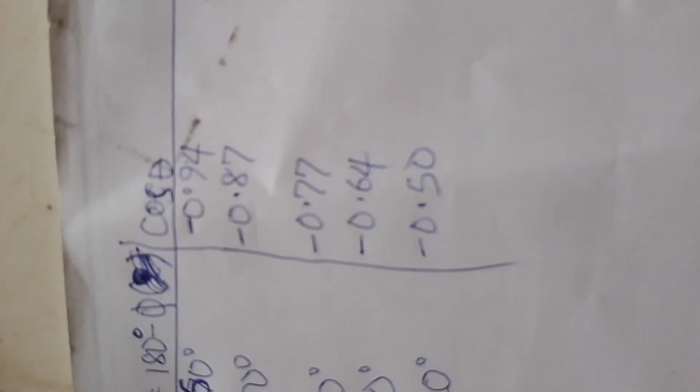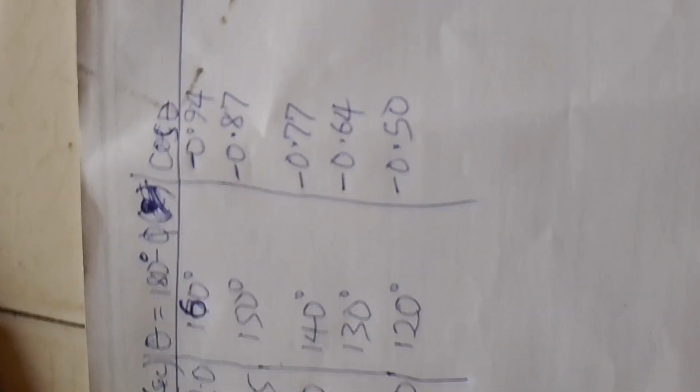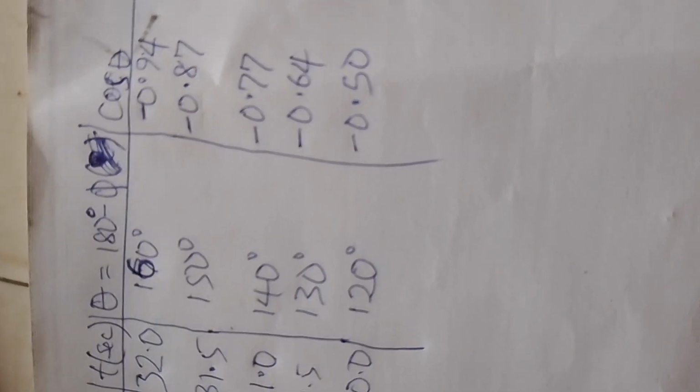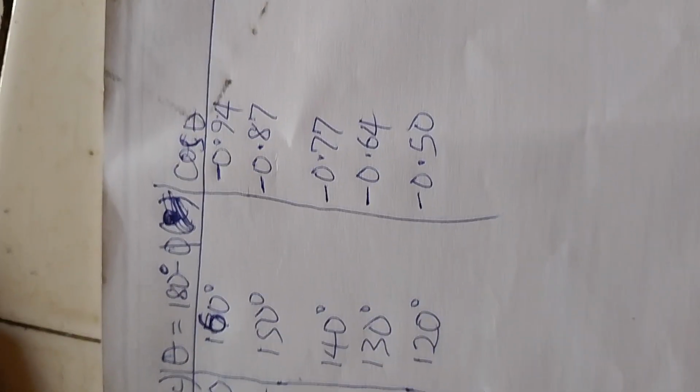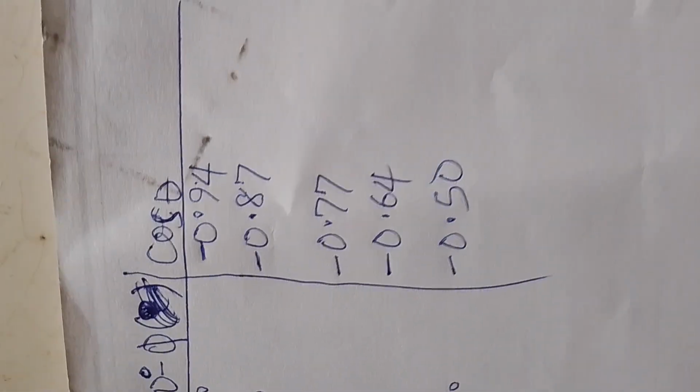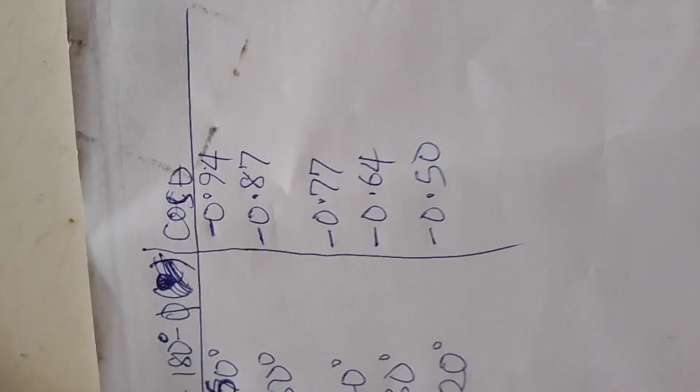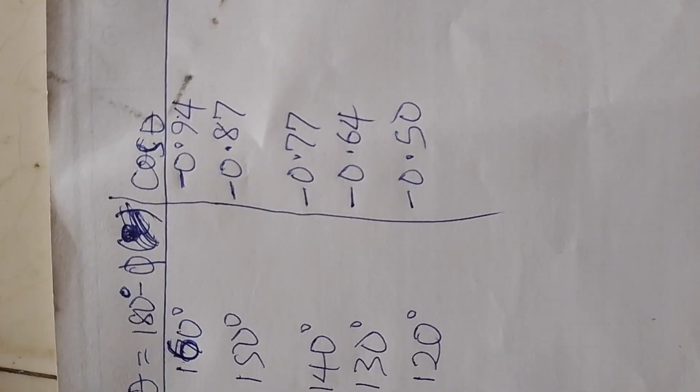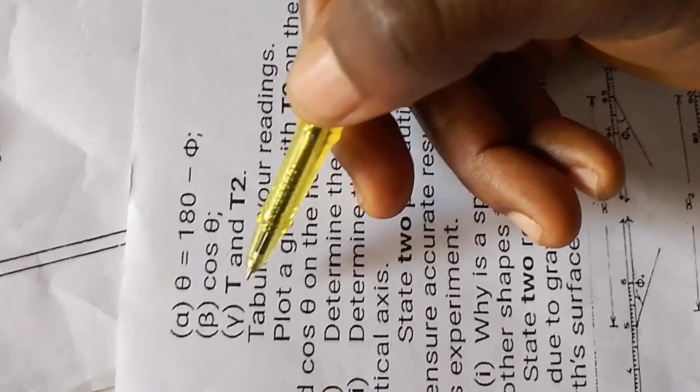Now these are the values I got. It is giving me a negative answer. Remember that cos between 90 and 180 is negative. I hope you know that. Cos is negative between 90 and 180. That's why we have minus all through. So it's giving us a negative sign. Is that clear?